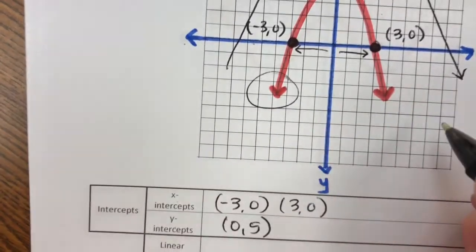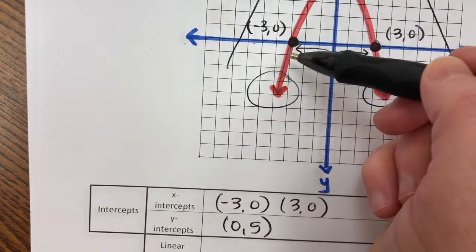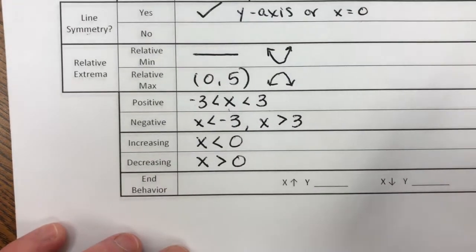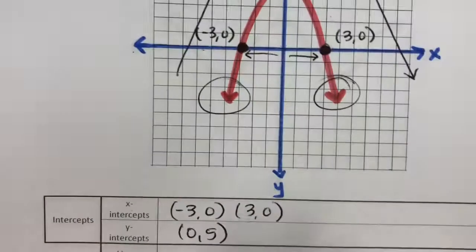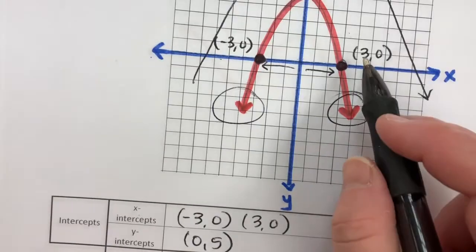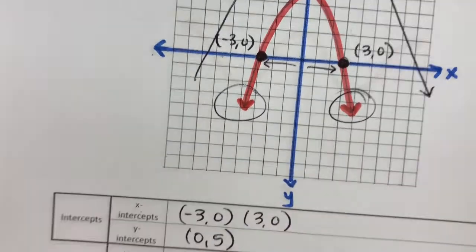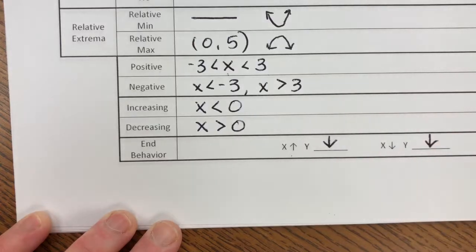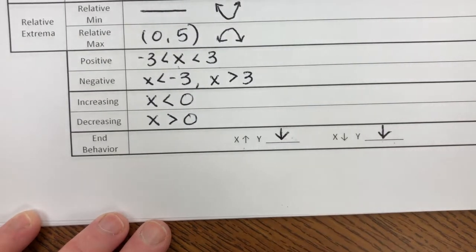And then lastly, the end behavior. So I'm looking at this side and this side. So as x gets smaller, what's my graph doing? Is it going up or down? It's going down, right? So as x gets smaller, my graph gets smaller. And then here, as x gets bigger, what's my graph doing? Is it going up or down? Down, right? So as x goes up, the y value of my graph goes down. So for this one, both of these go down.